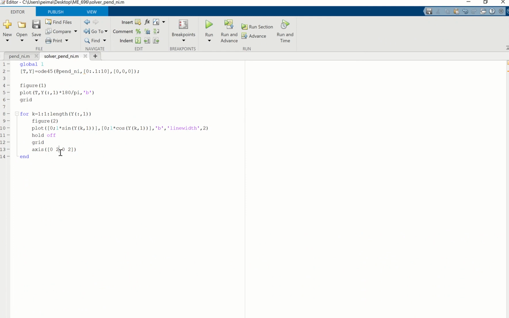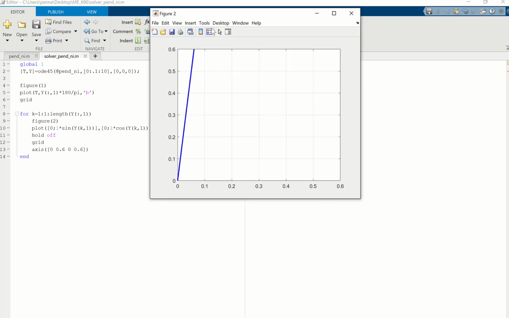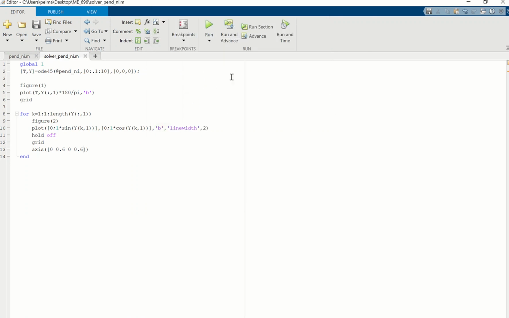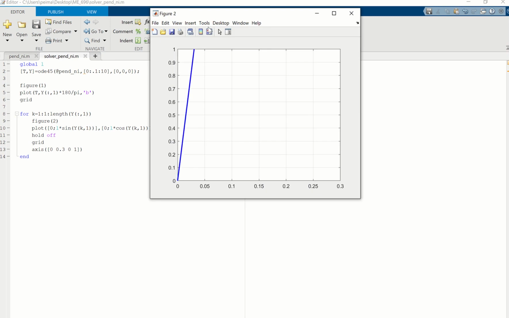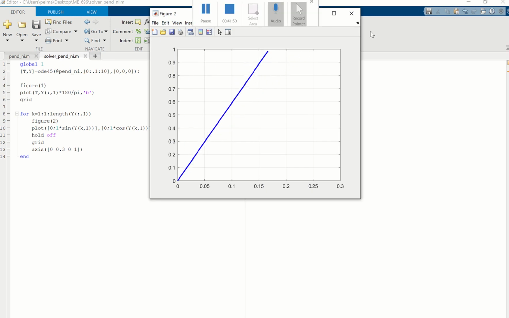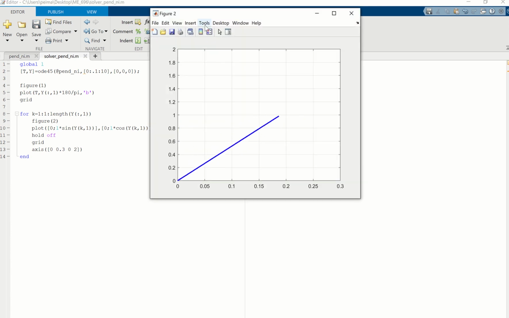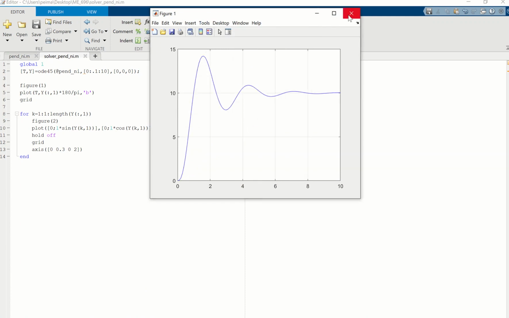So let me change this to 0.6 and here also 0.6. Let me see. Here we go. I have to increase the 0.3 here, and here let's say 1. Here we go. Let's make it a little for 2. So you see your designed controller, but the scales are not the same.